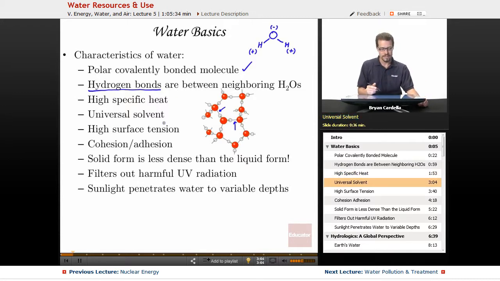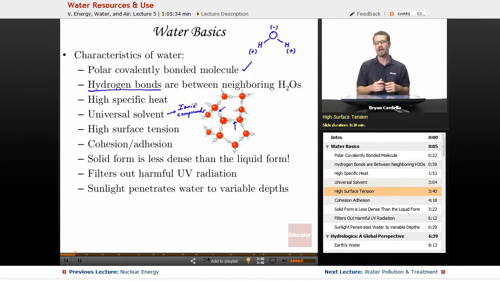Universal solvent. Universal solvent, what does that mean? Well, it's really good at dissolving stuff. Chemical reactions happening in cells, chemical reactions happening in an aquatic environment. Especially dissolving ionic compounds, right? If it has ionic bonds. That ionic bond is between metals and nonmetals. So things like salt, sodium chloride, dissociate in water very easily. So thank you, water, for being a good universal solvent, the solvent of life.